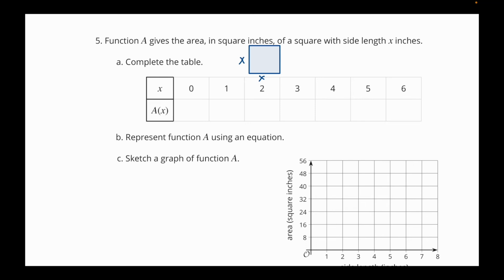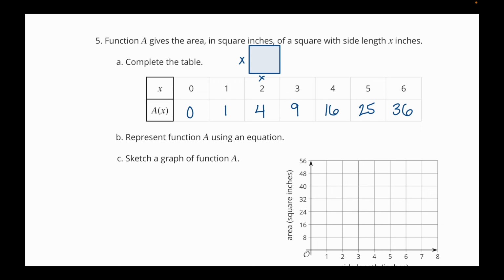Or I guess in this case, if we have a side length of 0, 0 times 0 is 0. And with a side length of 1, 1 times 1 is 1. 2 times 2 is 4. 3 times 3 is 9. 4 times 4 is 16. And 5 times 5 is 25. And 6 times 6 is 36. So that was our first job, which was to complete the table.